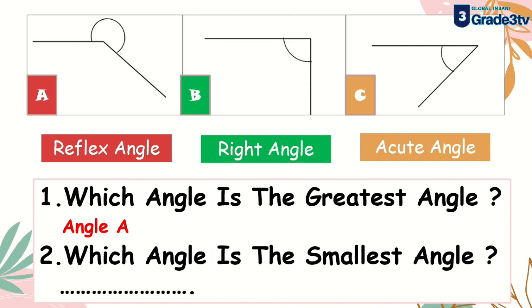Number 2, which angle is the smallest angle? Do you know? Angle A, B, or C? That's right, it is angle C, the acute angle.